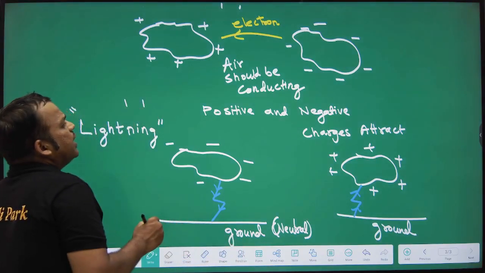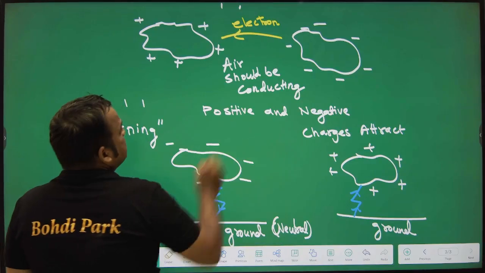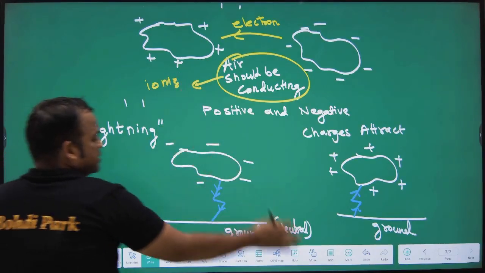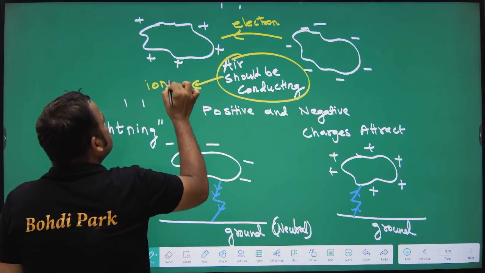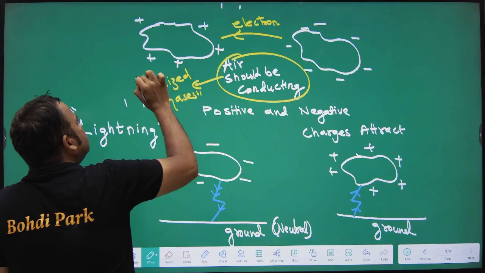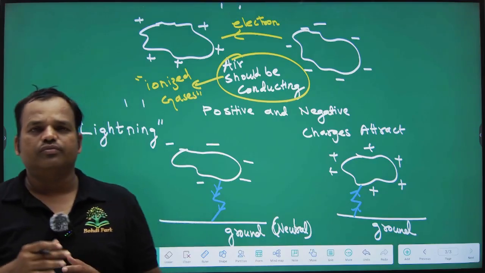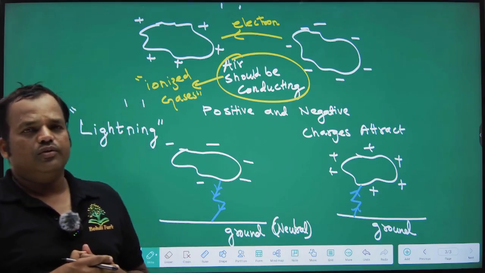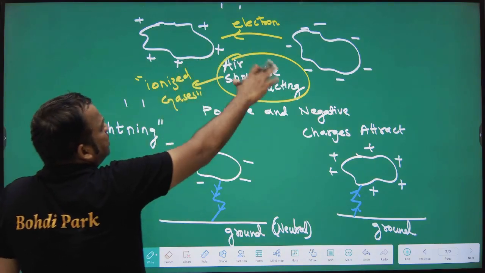And the gas will be ionized. So conducting air is also known as ionized gases. When gases are ionized, the gases become conducting, meaning some electrons are removed from a molecule of a gas, or an electron is added to the molecule of a gas, so they become ionized, so the air becomes conducting.